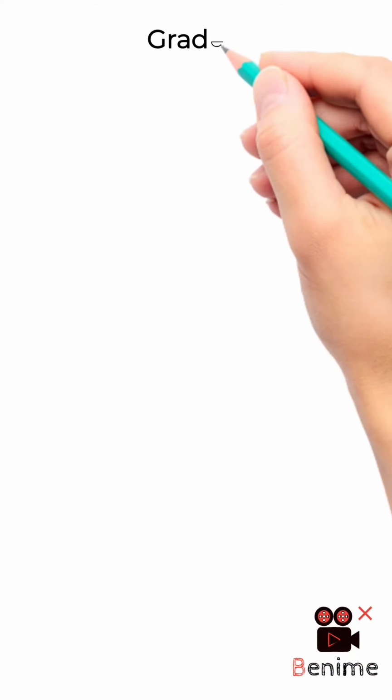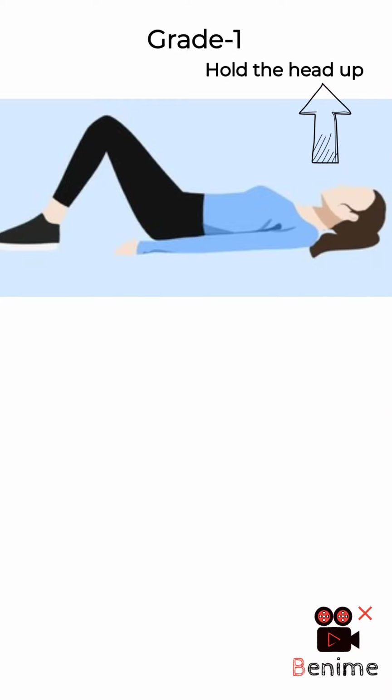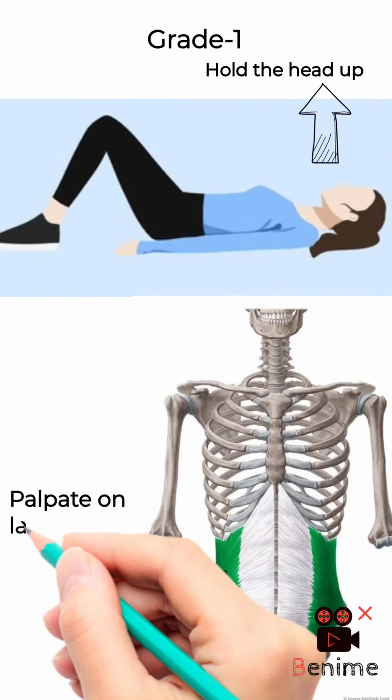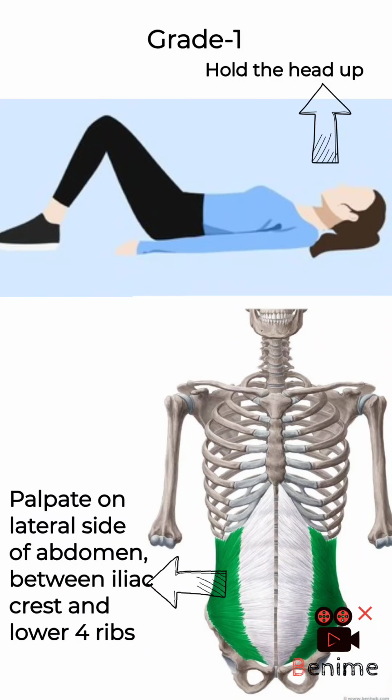For grade 1, the patient is in hook lying. The therapist lifts up and supports the patient's head with one hand, and the other hand palpates the internal oblique on the lateral side of the abdomen, between the iliac crest and lower fore ribs. Instruct the patient to try to turn left or right.